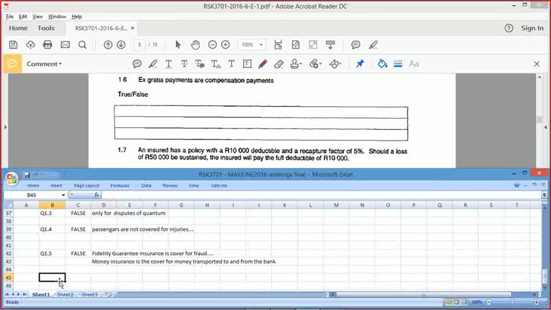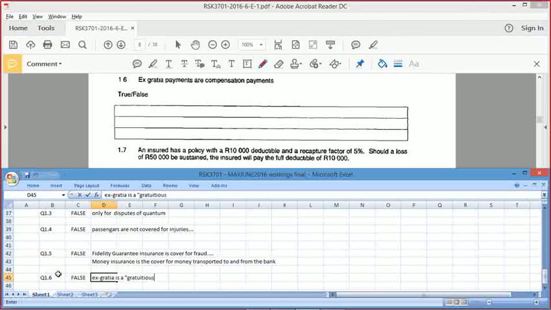Here they're talking about ex gratia payments. Remember when we covered the theory, ex gratia means the insurer is willing to pay a claim that isn't covered under the policy. So is this a compensation payment? No, well, a compensation payment is referred to a policy. So let me write a note here. False. Ex gratia is, in inverted commas, like a gift, a gratuitous payment.